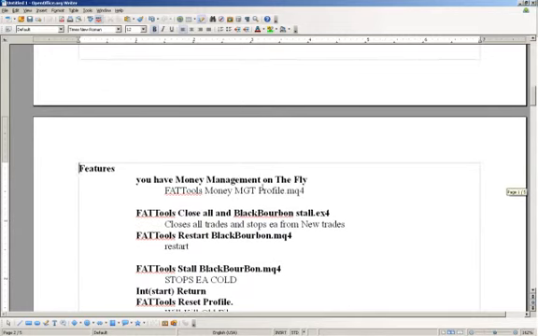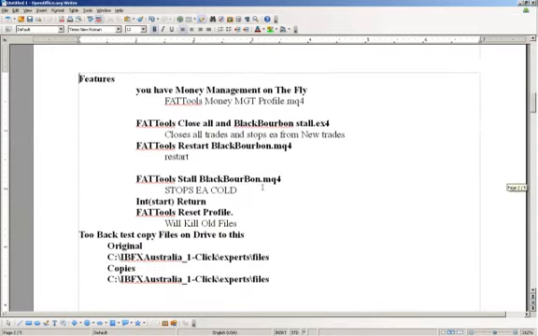You have a money management on the fly. This is a script you can pull on. It resets your money management profile. You could close all and install. Close all trades stops the EA from opening new ones. You can restart the EA. It stops the EA cold. This stalls it. And you can reset the profile. This says reset your profile.